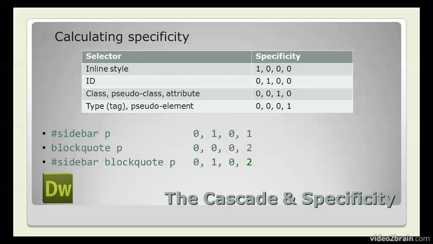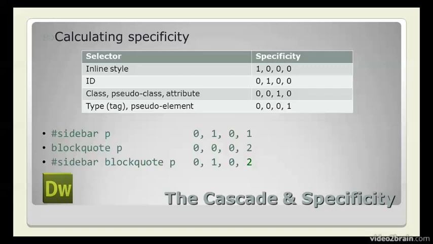These examples should make it a little bit clearer. In the first one, there's an ID selector and a type or tag selector. So the ID gets a value of 1 in the second group, and the P gets a value of 1 in the fourth group. The second one is a descendant selector with two type selectors, so that gets a value of 2 in the fourth comma group. And the final one, you've got an ID and two type selectors, so you get 1 in the second comma group and 2 in the fourth comma group. If your head's hurting at this stage, I don't blame you. The official way seems to be overly complicated.